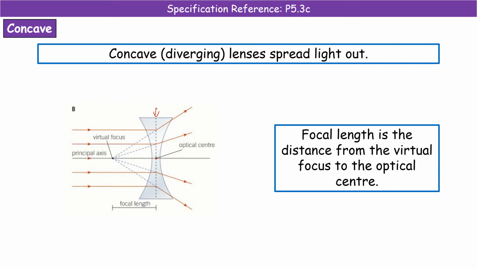If we want to know where the focus is, it's called a virtual focus this time, because we then have to track those rays back. You can see the little dotted lines on the diagram to a point where they all meet, and that will be before the actual lens itself. So the principal axis will have this little point where all of those rays of light meet when we extend them back, and that is our virtual focus. Focal length in this case is between the optical centre and the virtual focus.